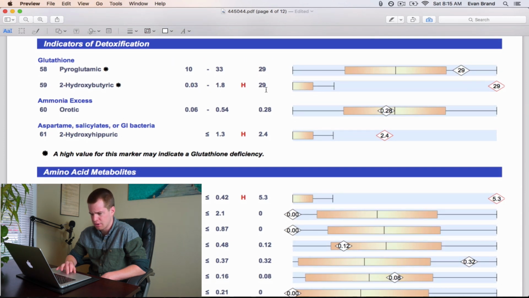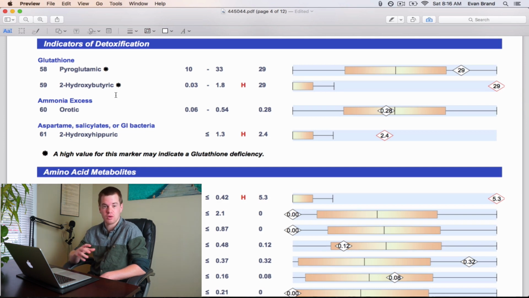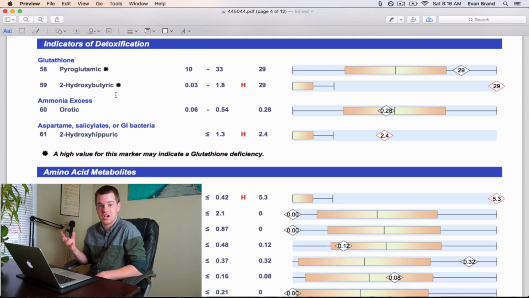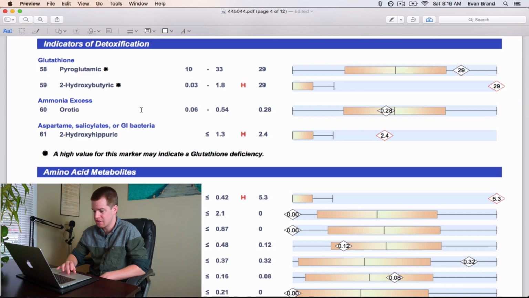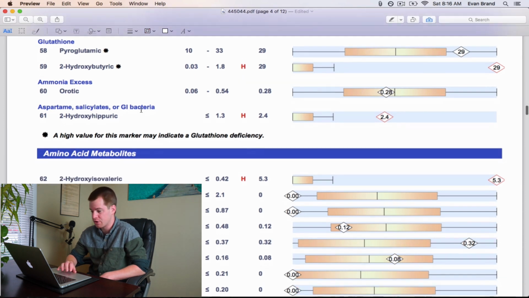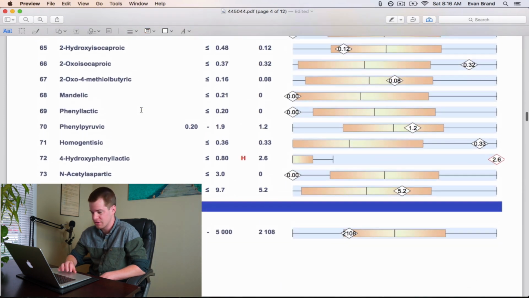So look here, we've got some glutathione issues. Wow, this is very high, 29. 2-hydroxybutyric acid is an organic acid that, when it's high, you know there's going to be a deficiency of glutathione, your master detoxification hormone. So she's got some detox issues as well, mitochondrial issues, yeast, fungal issues.